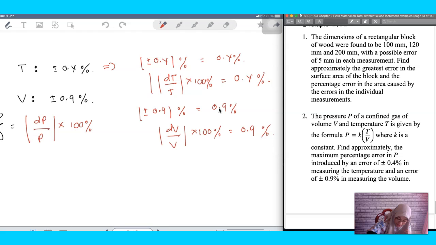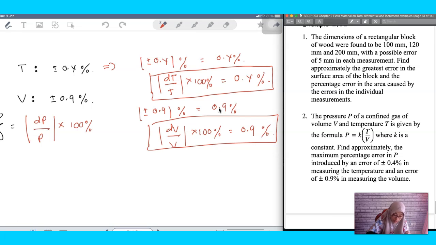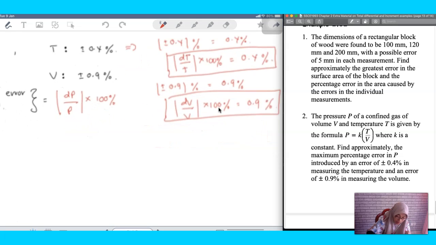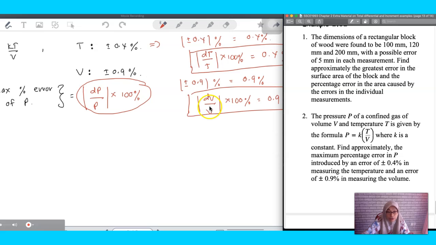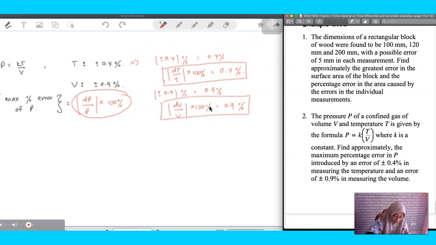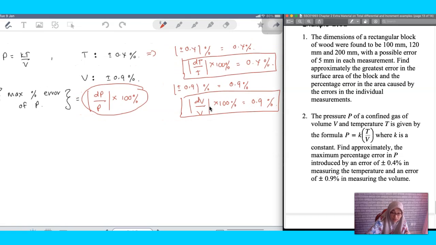Okay, so now this is the information that we have. Because after this, you need to use this. Okay, so now we look at our problem. You are finding the maximum percentage error of the pressure, which is related to the temperature and the volume. So your first task is to obtain dP, the total differential for P.